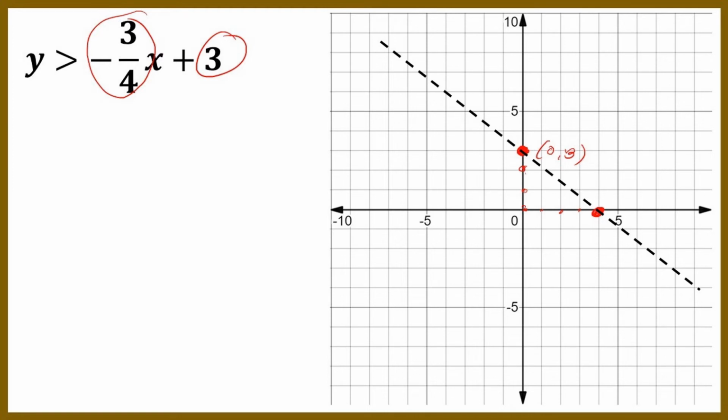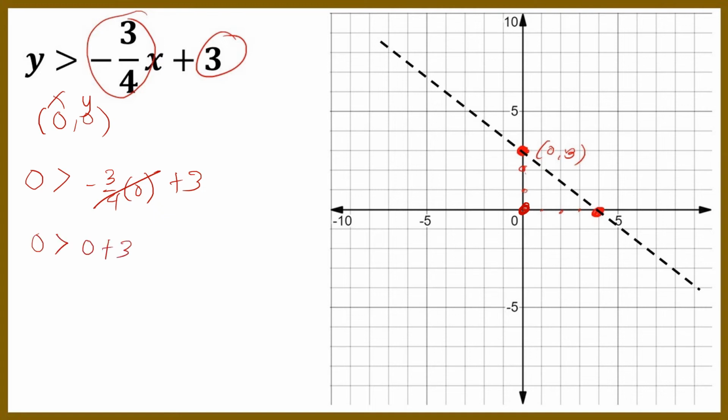So, ang gagamitin natin is 0, 0 para mas madali nating makuha yung result. So, 0, 0, x equal to 0, then y is equals to 0. Substitute natin siya sa ating inequality. So, y is equal to 0 greater than negative 3 over 4 multiplied by 0 plus 3. So negative 3 over 4 multiplied by 0 is 0. 0 is greater than 0 plus 3. So 0 is greater than 3. So the statement is false.